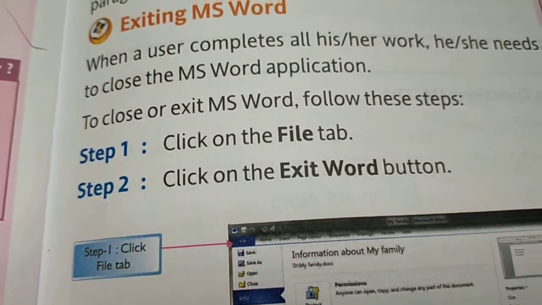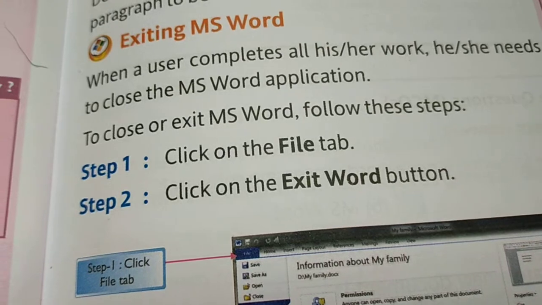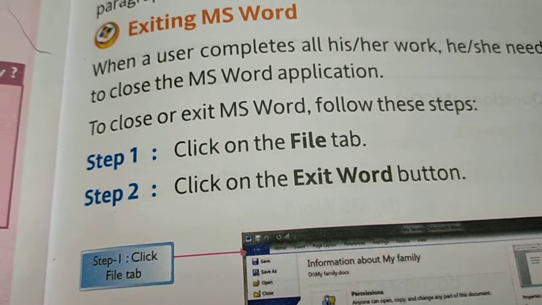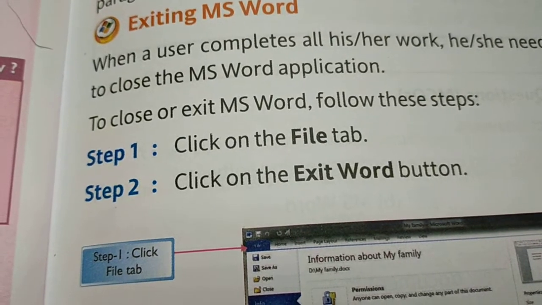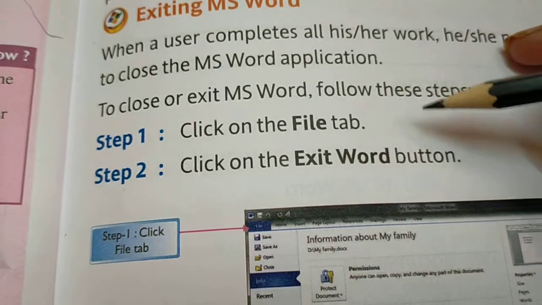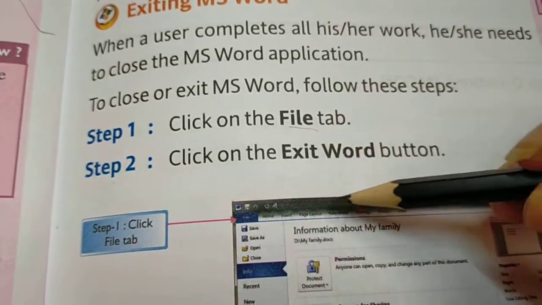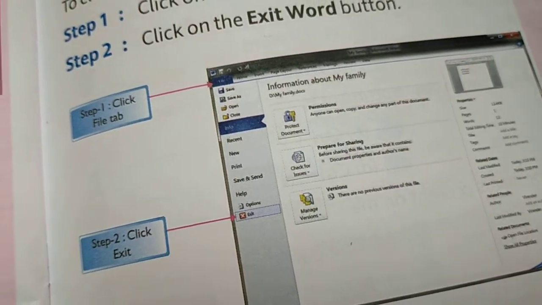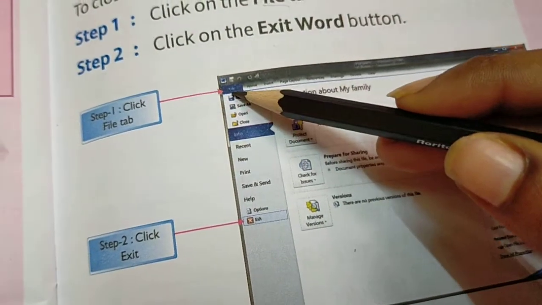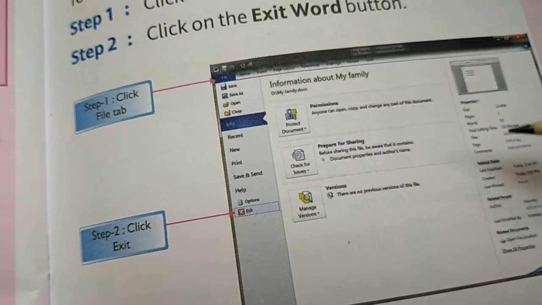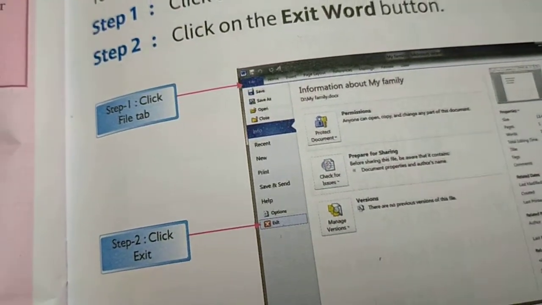Then exiting MS Word. When the user wants to go outside MS Word, just close the document. Go to the file tab, then click the exit button. You will come outside from that Word document. Just click the file tab, then click the exit button from MS Word.